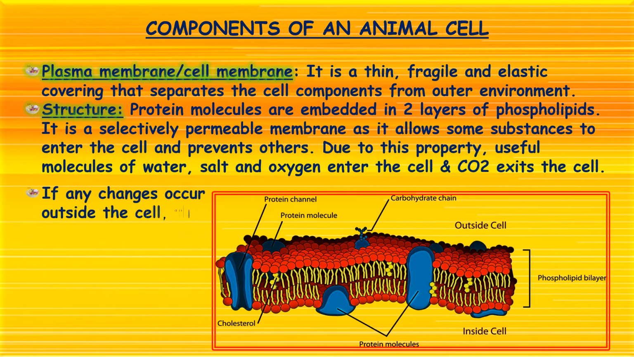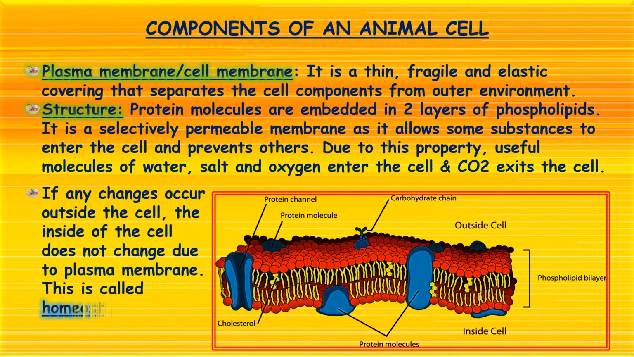If any changes occur outside the cell, the inside of the cell does not change because of the plasma membrane, and this is called homeostasis, because the plasma membrane only allows what it wants to go out of the cell and what it wants to enter into the cell, and this is called homeostasis.